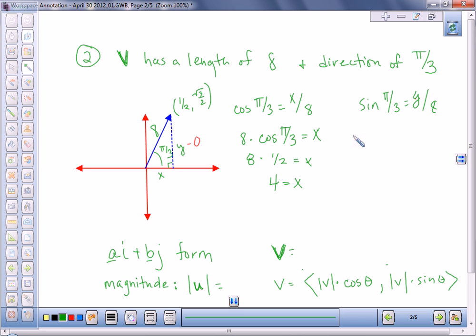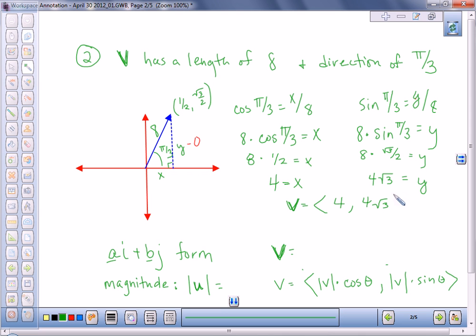So for sine, we'd multiply both sides by 8. It would cancel on the one side, so we're left with that on the other. And we should be able to tell our y value is square root of 3 over 2. So this gives us 4 root 3 as our y value. So in vector form, in component form, this vector is represented by 4 comma 4 root 3.